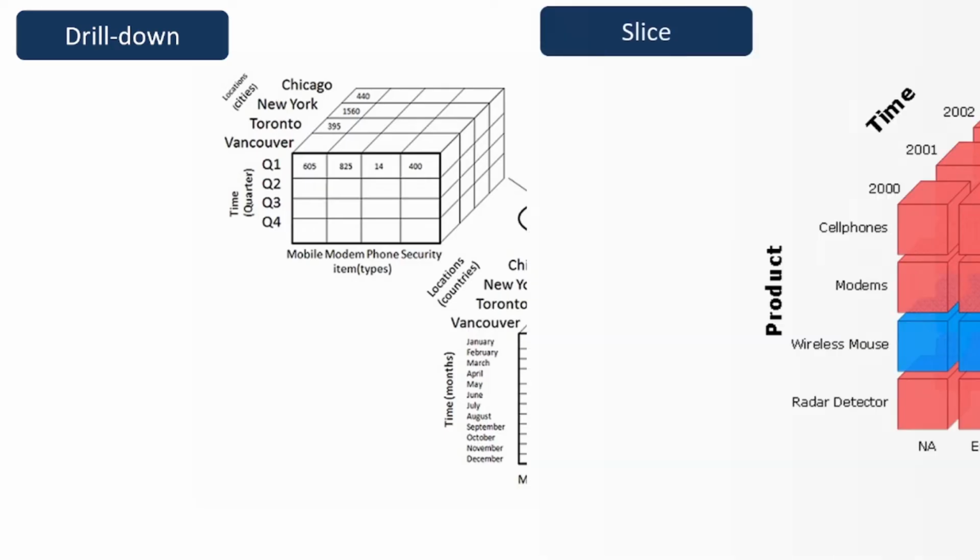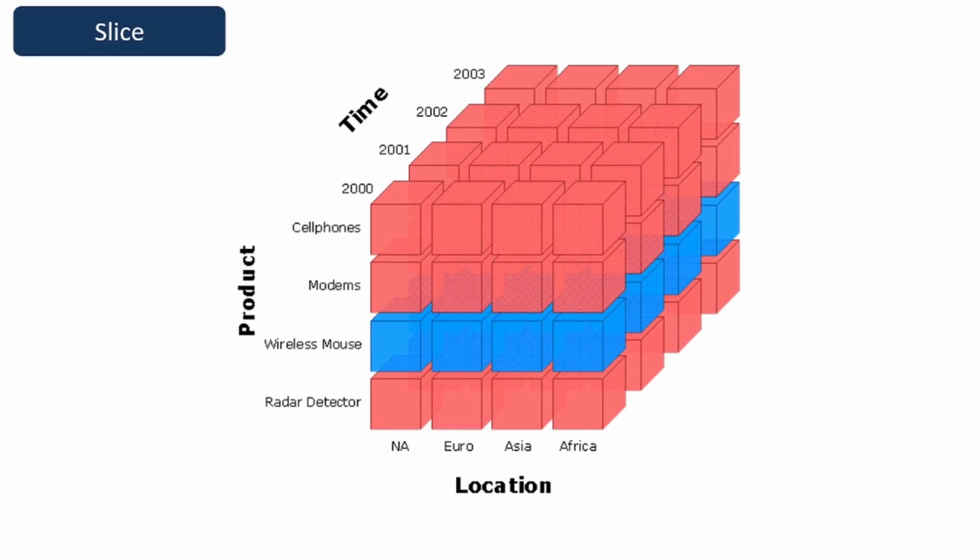Next up, we've got slice. Think of your cube as a big cake. Slicing it means you're cutting out a single layer. For example, maybe you just want to look at data for wireless mouse and ignore all other products. So you slice the product dimension with just that value. You're basically saying, show me only this part.